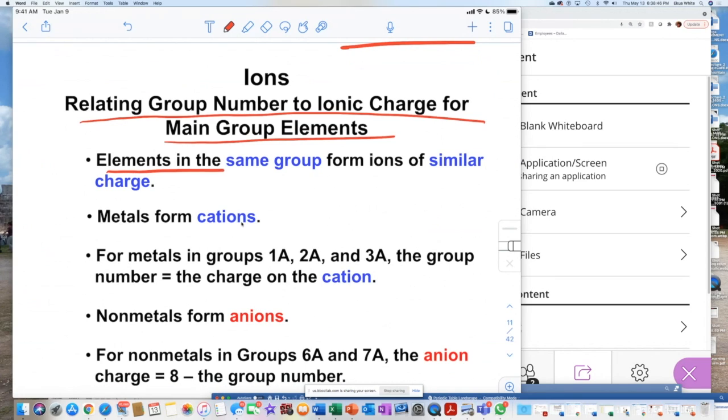So we're told we're relating group numbers to the ionic charge for main group elements. Okay, so elements in the same group form ions that are of similar charges. So we see right here, when we're dealing with metals, metals form cations. Cations is another word for positive charge.